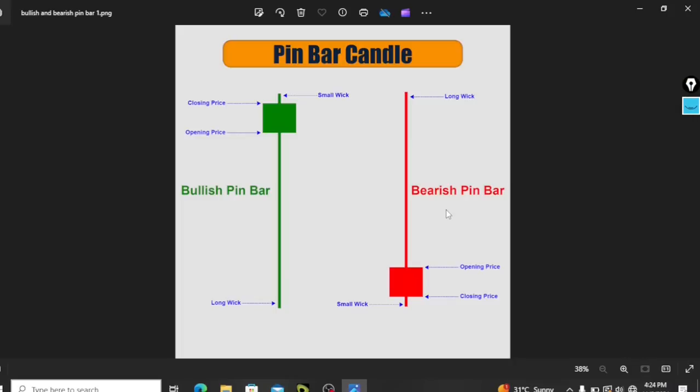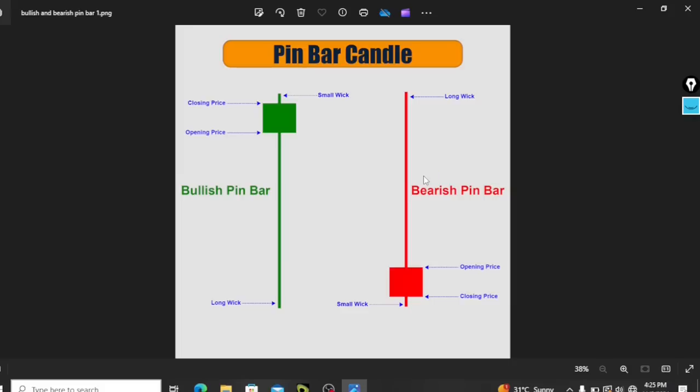Now the next candlestick I want to show you is the bearish pin bar, otherwise known as the topping tail bar. This is the opposite of the bullish pin bar. Look at it on the right-hand side: red body, long tail and very short body. You can see where it's labeled. The long tail is the long wick, and you have the body, the opening and the closing. When you notice this, you will know that the next move is going to be towards the downside.